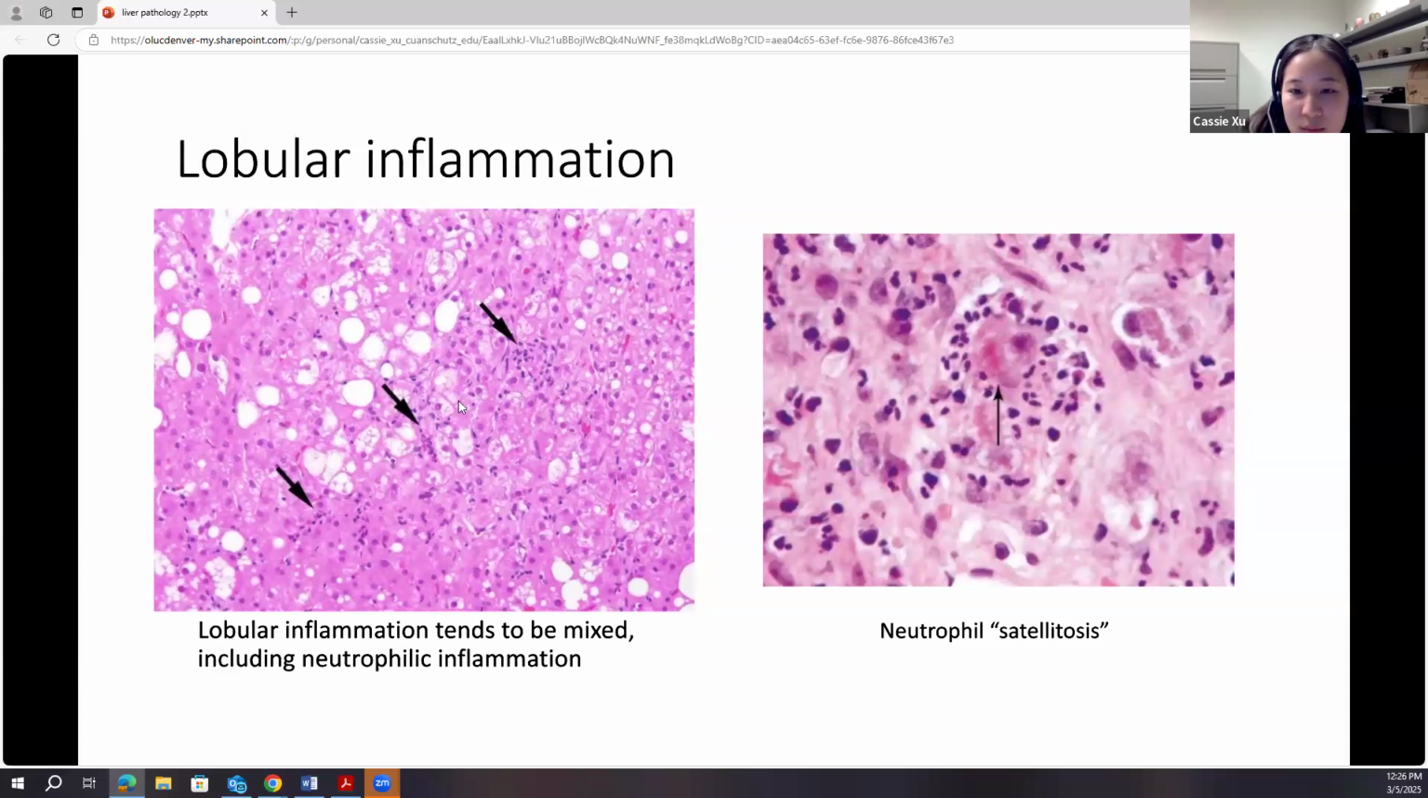So this is just more examples of lobular inflammation. You can see this is a central lobular area. You have steatosis, macrovesicular steatosis here. You have areas of ballooned hepatocytes, so this larger hepatocyte that has a cleared out cytoplasm, and then this ropey-like material within the cytoplasm. That's a Mallory-Denk body, consistent with a ballooned hepatocyte. In association, you see these foci of lobular inflammation. This inflammation tends to be mixed, and you can also have neutrophils within this inflammatory infiltrate.